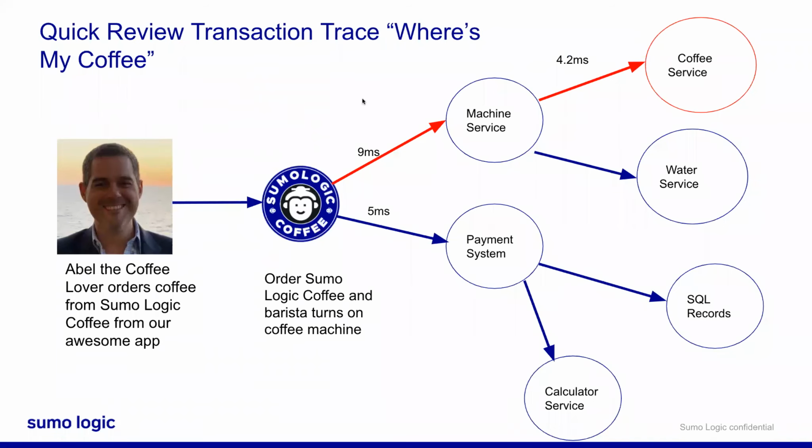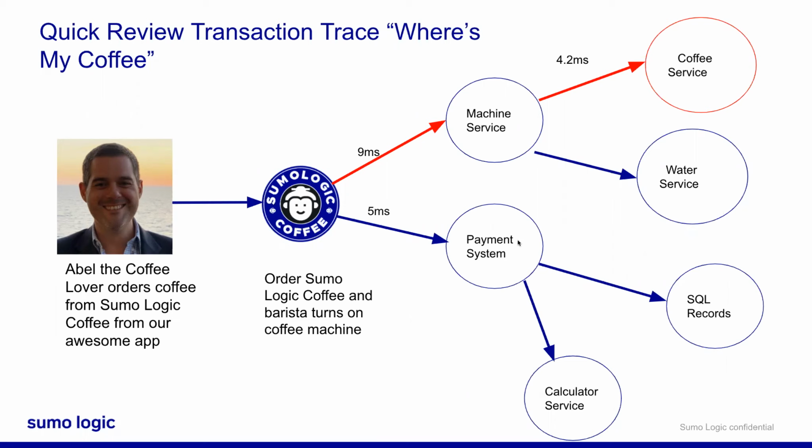So here's a quick review of what I was describing, but starting to get into the systems that are going to take place. Here we have Abel. He's a coffee lover, and he's a frequent visitor of Sumo Logic Coffee. He places his order on the coffee app. Now, what happens when he places his order in the coffee app? The order is going to go to Sumo Logic Coffee, and the barista, as described, is going to start to initiate that coffee machine. When that occurs, the machine service is going to need to be activated: the service that is responsible for the coffee, and the service that's responsible for the water.